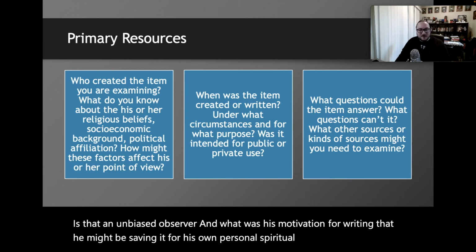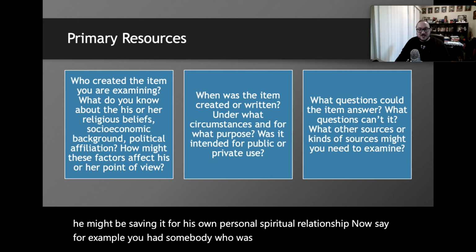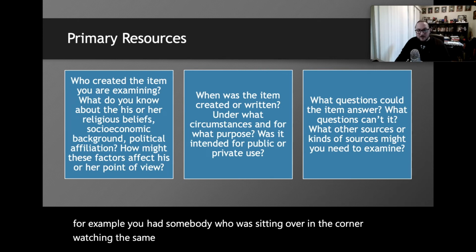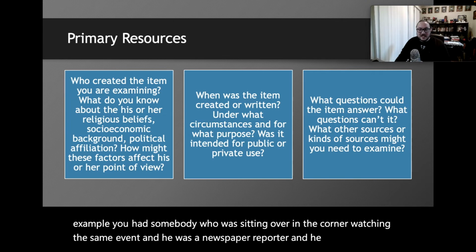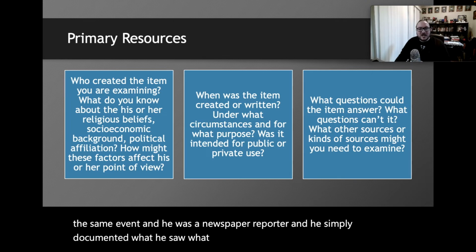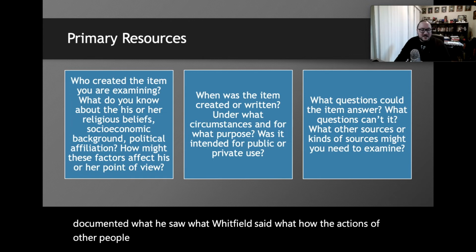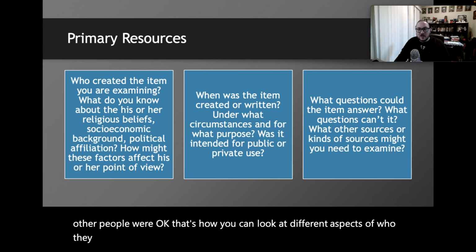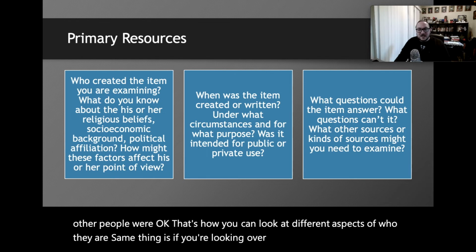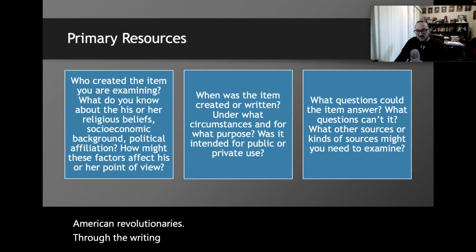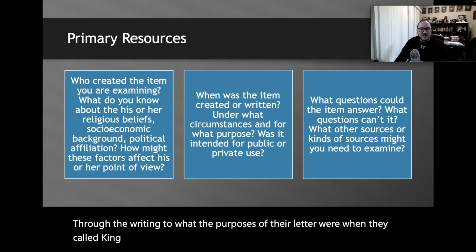Now, say, for example, you had somebody who was sitting over in the corner watching the same event, and he was a newspaper reporter, and he simply documented what he saw, what Whitefield said, how the actions of other people were. Okay? That's how you can look at different aspects of who they are. Same thing as if you're looking over maybe a letter. Early on, American revolutionaries, who they're writing to, what the purposes of their letter were, when they called King George III a nutcase, that might be indicative of their political beliefs, okay?